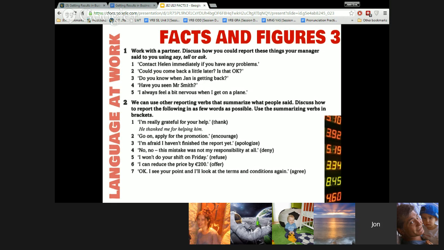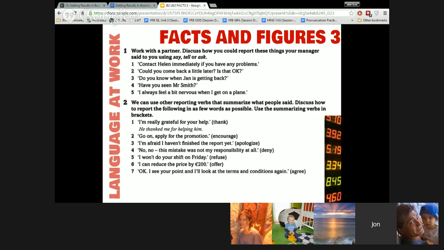For number 2? Go on, apply for the promotion. Number 2 on page 7. See where we are? Yeah. Read the statement as it is first, so we can see what we need to report. Number 2, not exercise 2, number 2 in exercise 1. Okay, could you come back a little later? Right, so your manager says that to you, and you're going to report that to Jose, for example. So how would you report that?